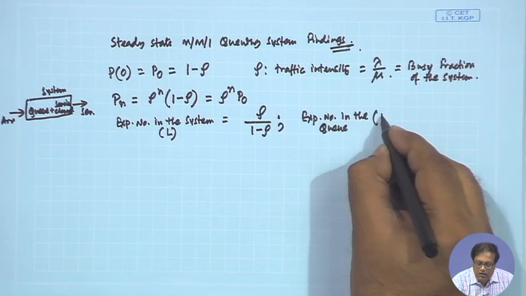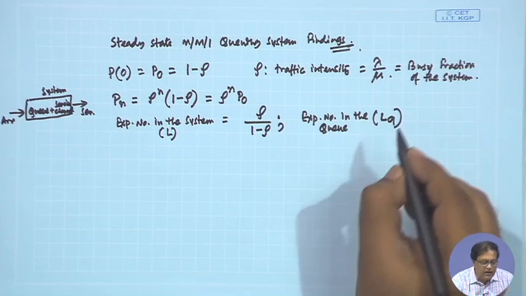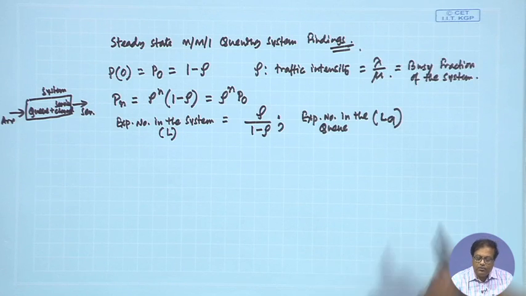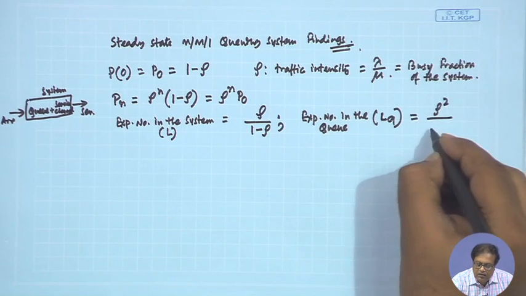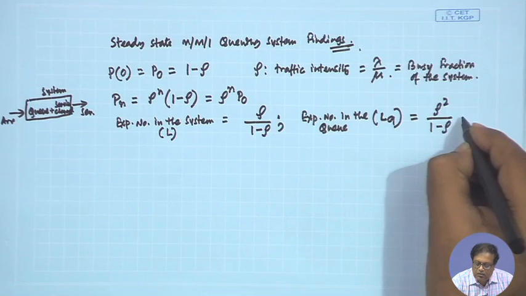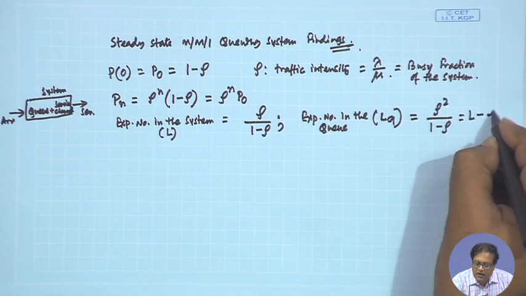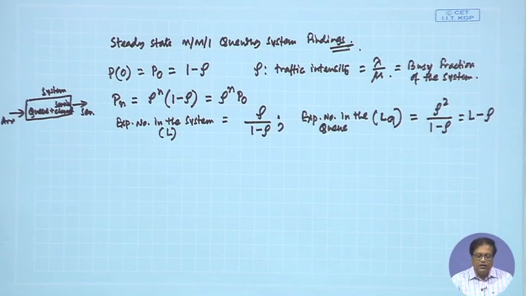Expected number in the queue, that is known as LQ. The LQ is given by rho square by 1 minus rho, or in other words it is L minus rho, right. So, these are the formulas about L and LQ. Once you know that, at least you can calculate any one of them.